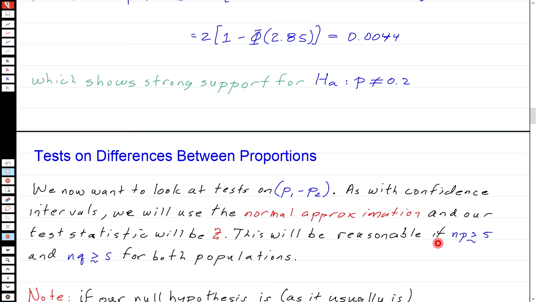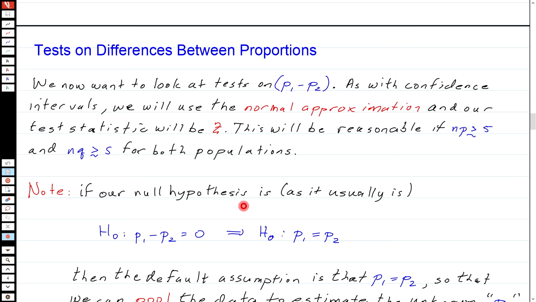Okay, then we can look at tests on differences between proportions. So now we're talking about two populations. We're going to be looking at tests on P1 minus P2. We saw this already in confidence intervals. We're again going to be making use of the normal approximation, and our test statistic will be Z. And this will be reasonable if NP and NQ are both greater than about 5 for both populations.